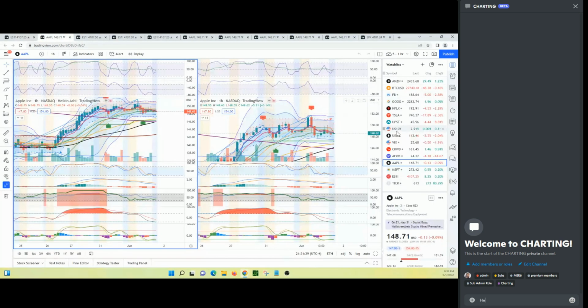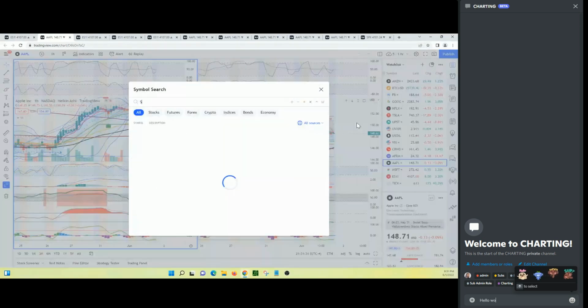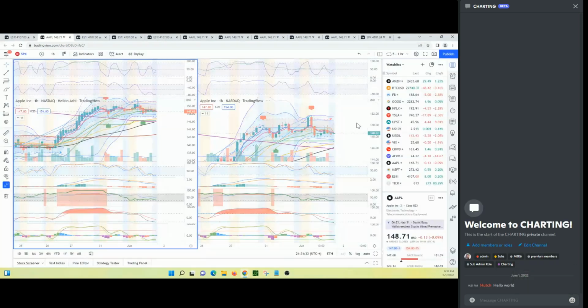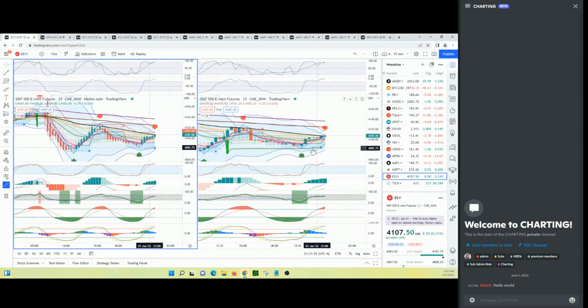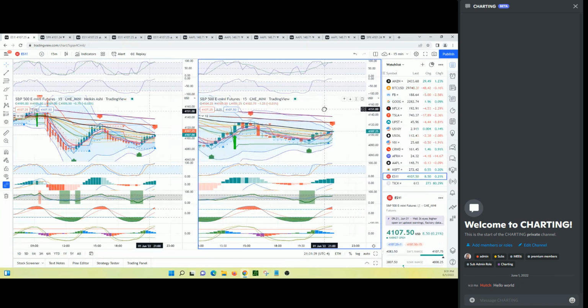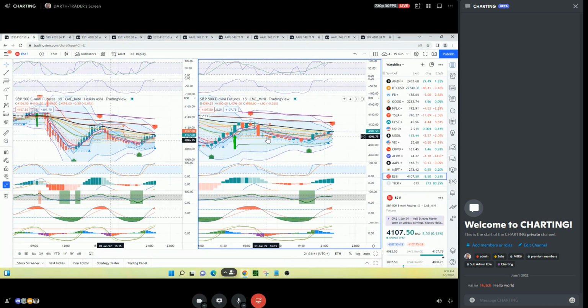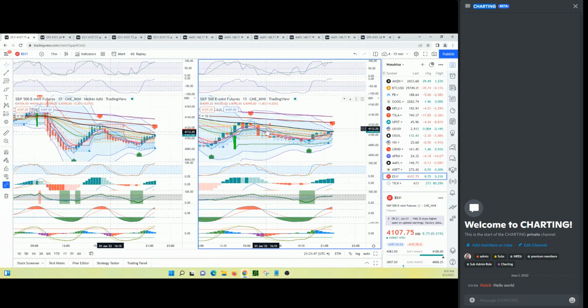So, there's Apple here. All right. And the futures came back in after that, where they closed. And our good friend, the half trend indicator, gave us a signal here. It came back down all the way to the super trend here.